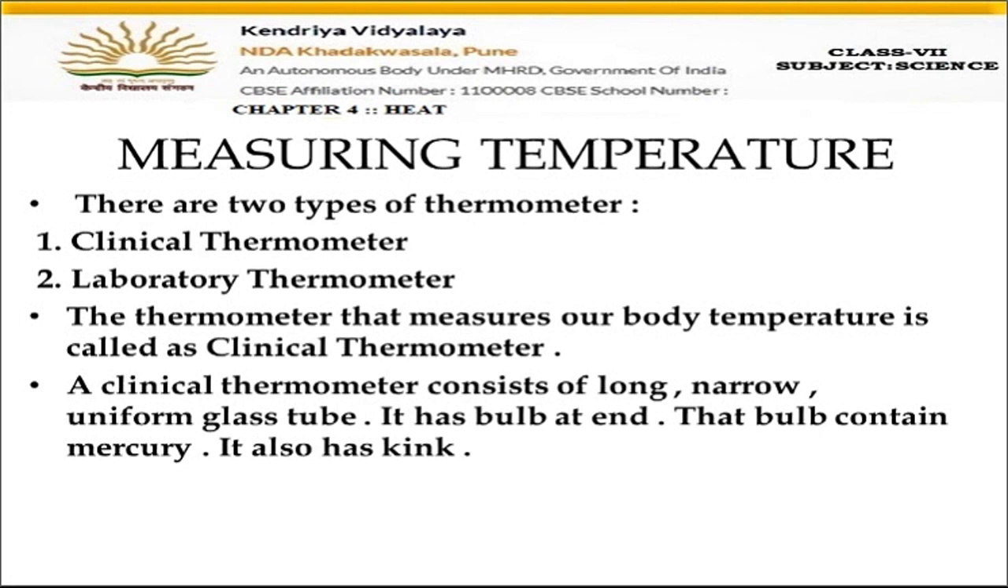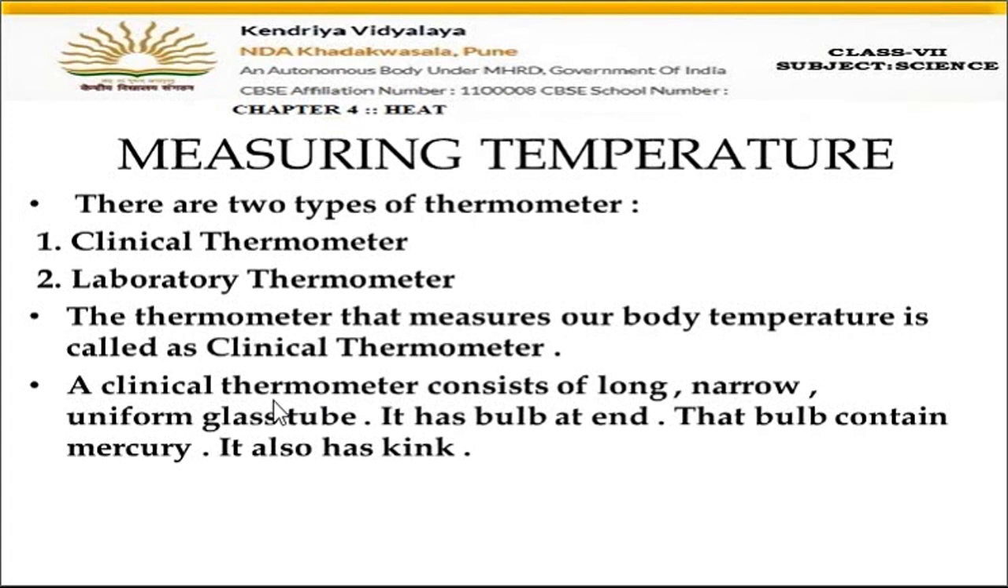When we talk about thermometers, children, thermometers are of two types. One is the clinical thermometer and the other one is the laboratory thermometer. I repeat, one is the clinical thermometer and the other one is the laboratory thermometer. The thermometers which are present at our homes and which we use to measure our body temperature, human body temperature, are called clinical thermometers.